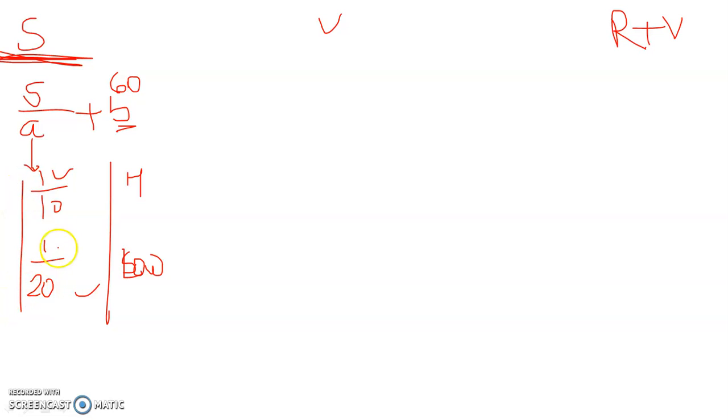So you apply some logic. Suppose you are putting 1 by 10, then this will become 10s plus b. Okay, it is in centimeter. So 10s plus b, 10s plus 60, and what will be the second value? It will become 20s plus b. So if s is constant, then 20s plus b will be higher as compared to this.